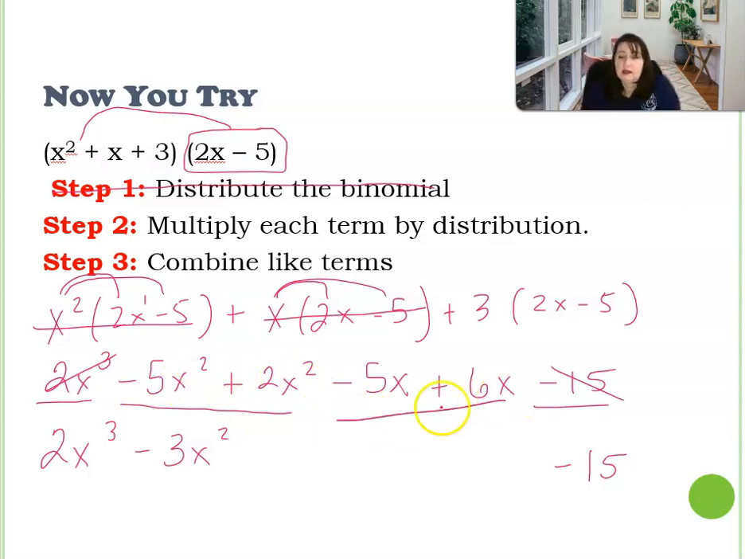Let's do this one as well. I have negative 5x plus 6x. Well, negative 5 plus 6. Hopefully you got 1 on that one, and it's a positive x. And there you go. I'm going to get rid of that right there and put my negative 15 a little bit closer so it doesn't feel like it's way off to the side. But here you go. There's my answer.